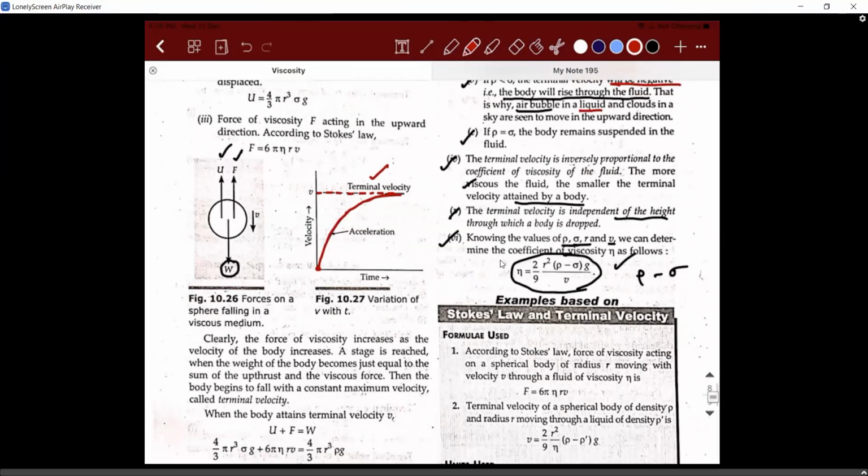Okay. Last. So knowing the values of rho, sigma, r, and v, we can determine the coefficient of viscosity. So sometimes if you want to find the coefficient of viscosity, what you can do is perform the experiment to find the terminal velocity and then substitute it in this formula, which will give you the coefficient of viscosity. So this is how you experimentally find out the value. Are you able to understand?